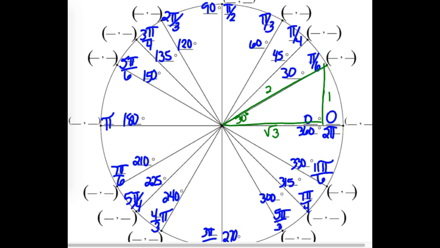So the coordinates are always cosine and then sine, right? Cosine is x, sine is y. Our r value is 1 because we have a unit circle, radius 1. So I just need my cosine and sine values. What's the cosine of 30 degrees? Root 3 over 2. Okay, so my first coordinate here is root 3 over 2. What's the sine?